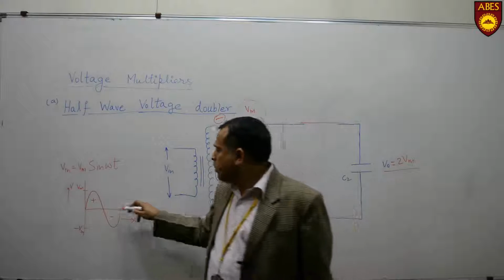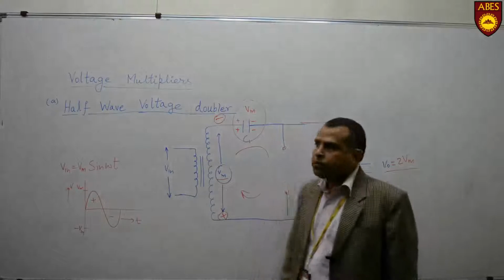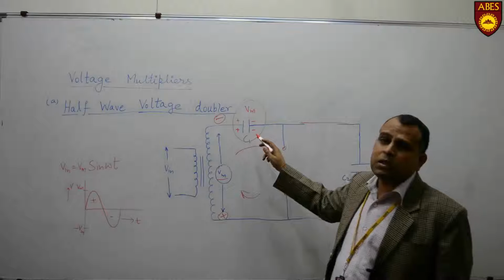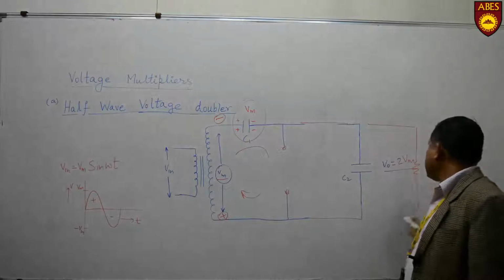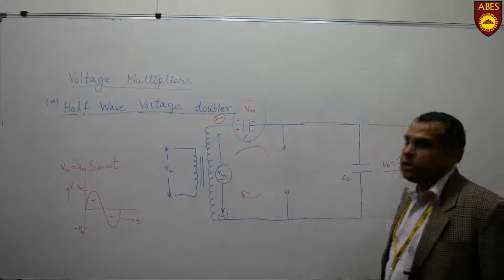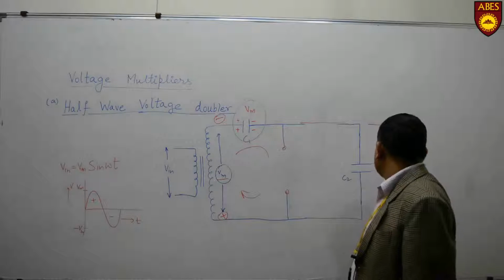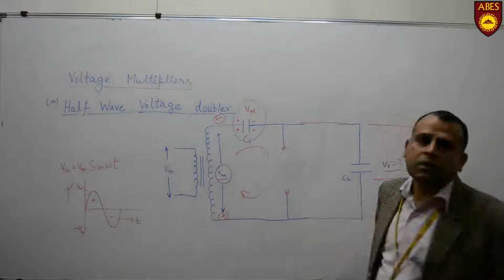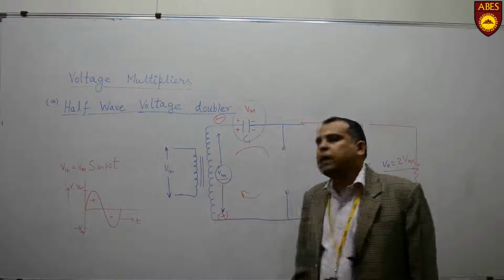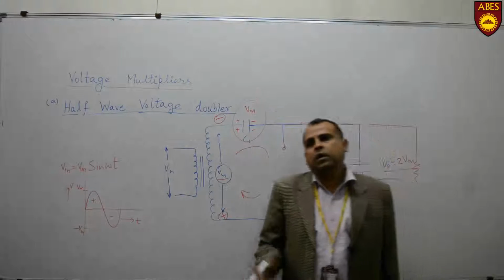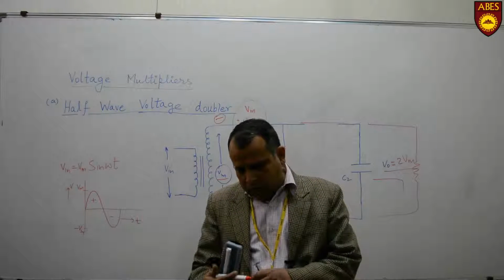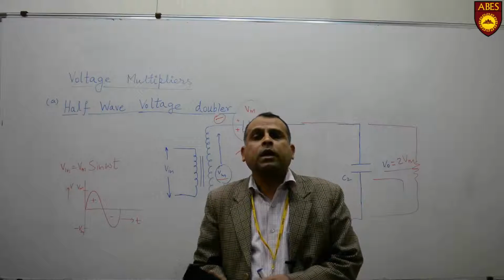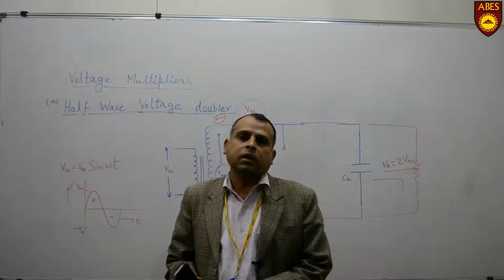And once again, when the positive half cycle comes, this capacitor will be charged, and if a resistive load is there, then in that cycle this voltage will be dropped across the resistor. So in one cycle we will get the output voltage equal to twice Vm, and in the other cycle we will not get the output voltage. That's why it is called a half wave voltage doubler.